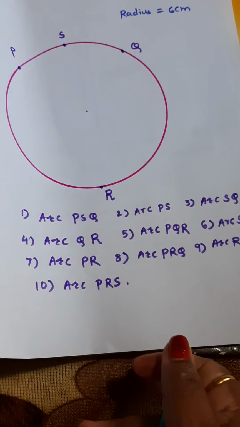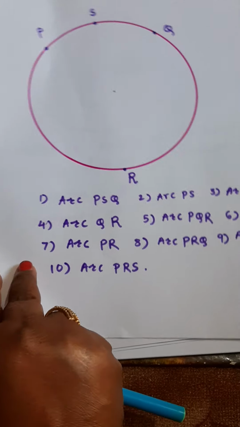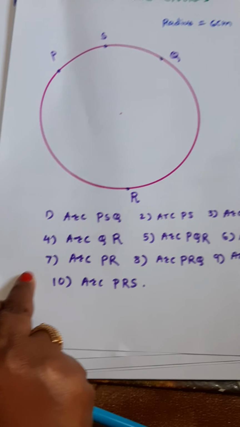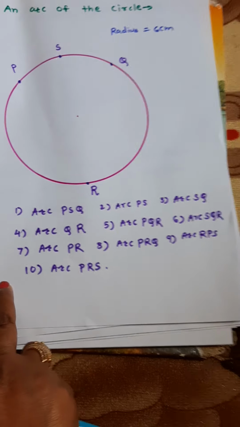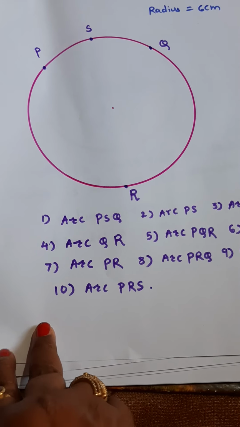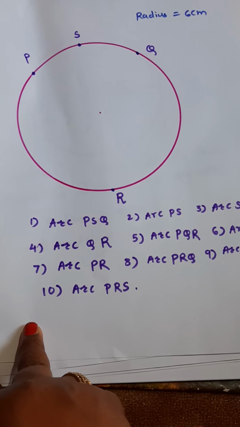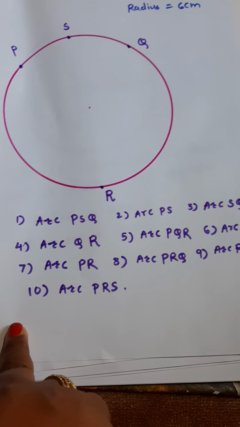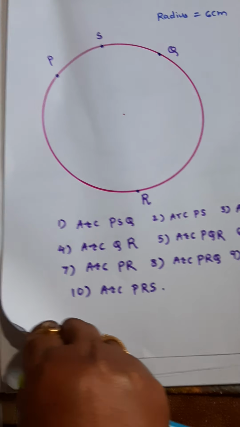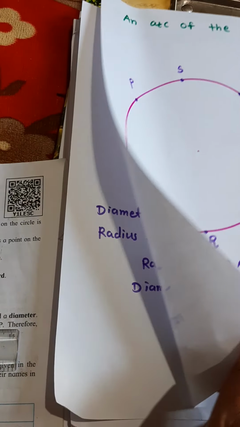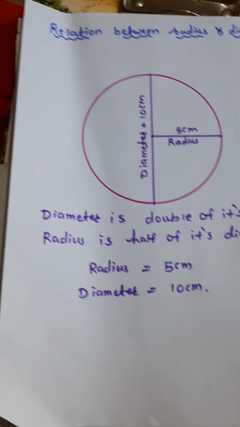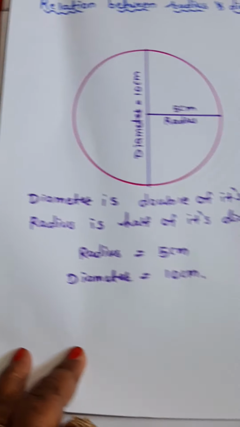Here I have written some names of an arc. Understood what is meant by arc and how to read arc? Arc, you can take 2 letters as well as 3 letters also. Understood? So these are some important points in the lesson circle. Now one more point I want to discuss here.